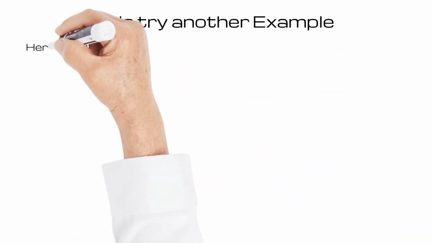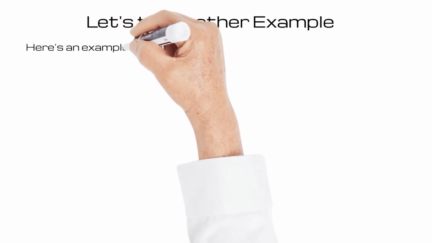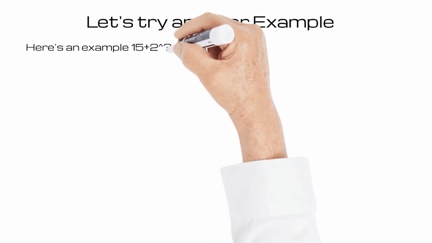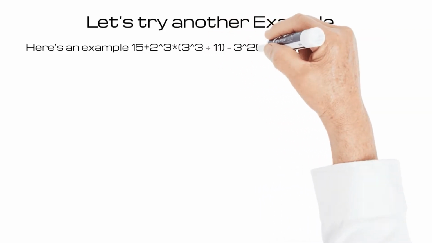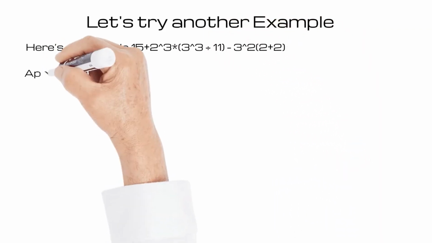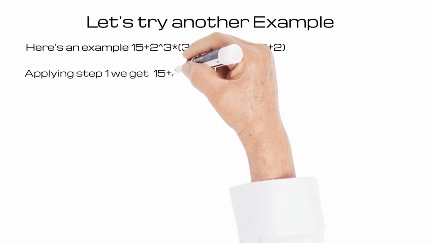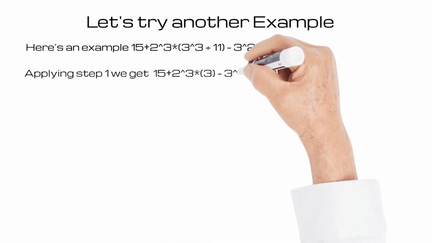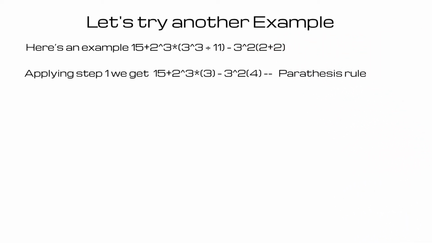Here's an example: 15 add 2 to the power of 3 multiplied by, in parenthesis 3 to the power of 3 divided by 11, subtract 3 to the power of 2 multiplied by, in parenthesis 2 plus 2. Applying step 1 we get 15 add 2 to the power of 3 multiplied by 3, subtract 3 to the power of 2 multiplied by 4 using parenthesis rule.